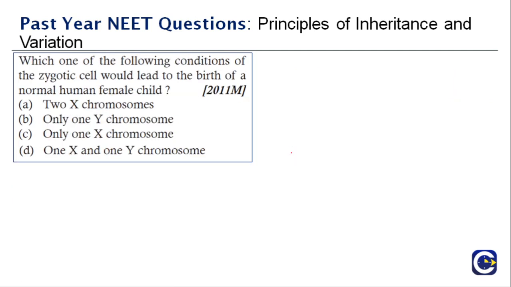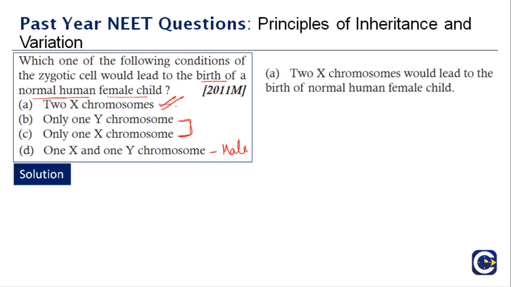Which one of the following conditions of the zygotic cell will lead to the birth of a normal human female child? 2 X chromosomes, only one Y chromosome, only one X chromosome, one X and one Y chromosome. So one X and one Y chromosome leads to male. These are abnormal characteristics. So the correct answer is normal human female child will have 2 X chromosomes. 2 X chromosomes would lead to the birth of normal human female child. So the answer is A.